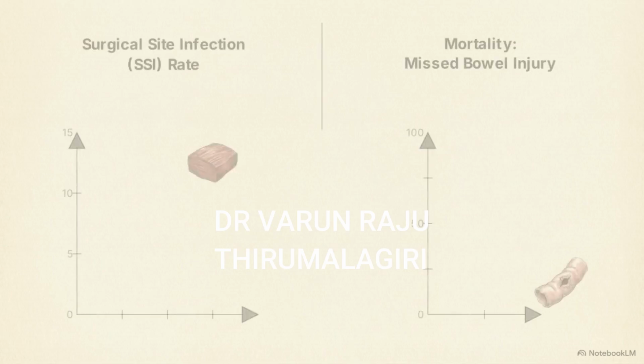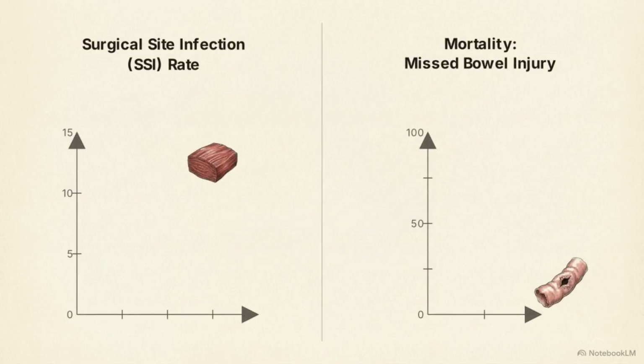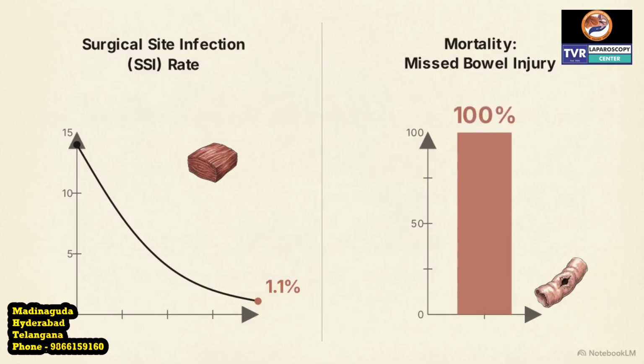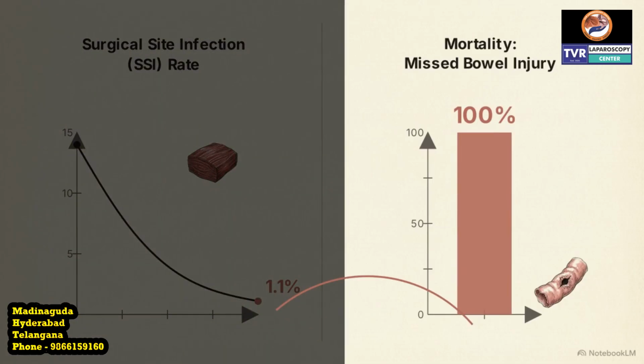This visualization contrasts two realities of laparoscopic ventral hernia repair. Left, surgical site infections drop to 1.1%. Right, mortality for missed bowel injuries is 100%. Avoiding surface morbidity shifts risks deeper, forcing surgeons into high-stakes internal environments where technical errors are highly consequential.